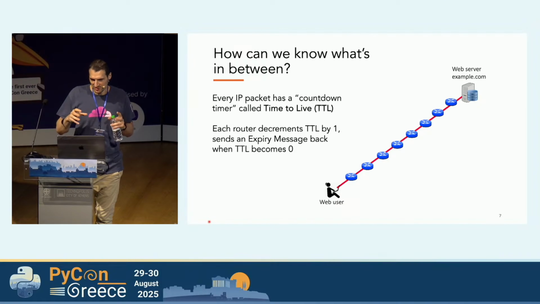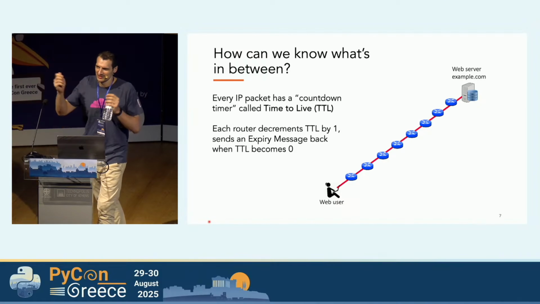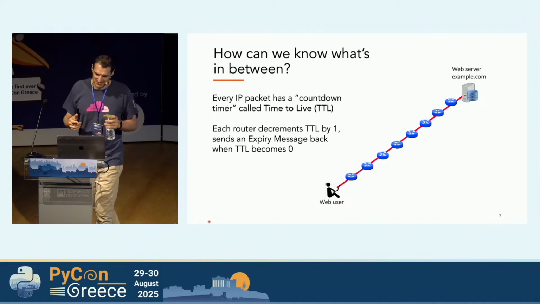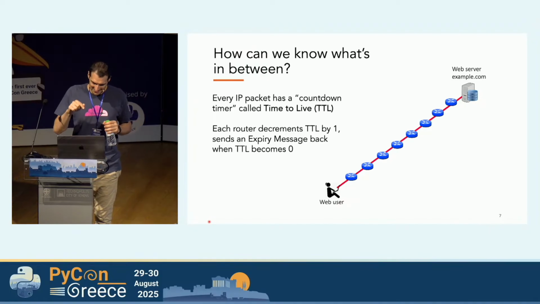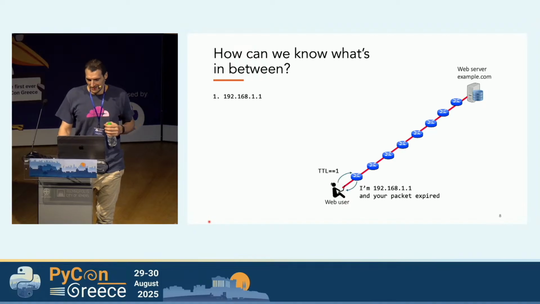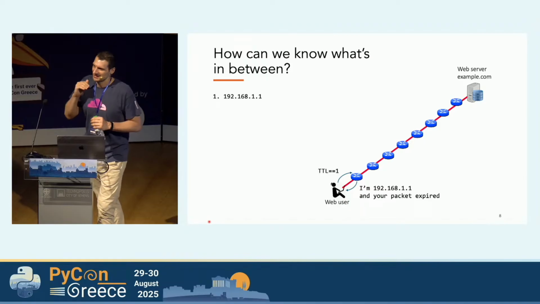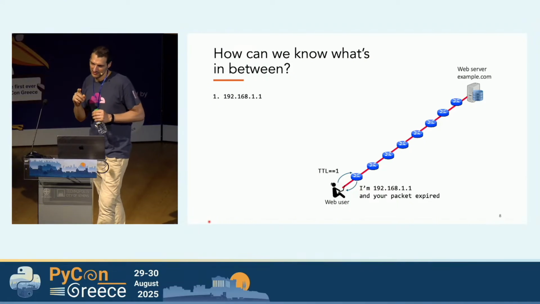And this is important because, like that, we avoid packets being tossed around aimlessly in the network if there is a misconfiguration. But we can take advantage of this functionality to map the internet. So the idea is that we start sending a packet to our destination, but with a TTL of 1.